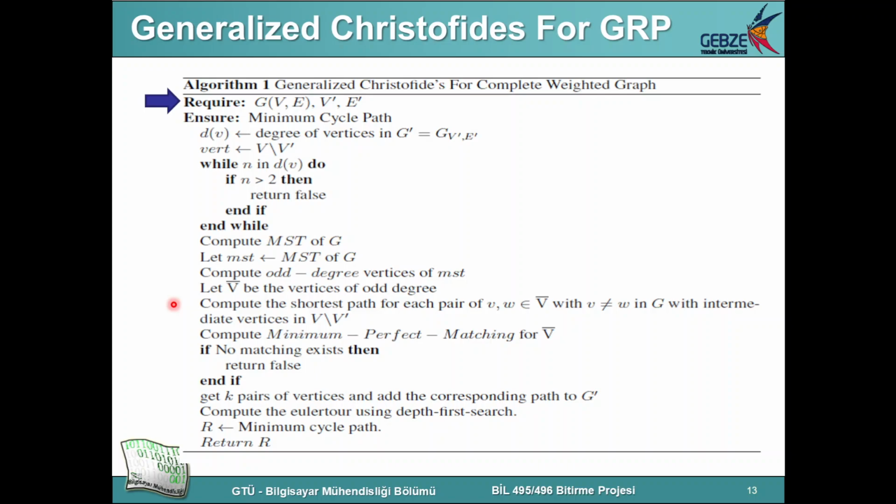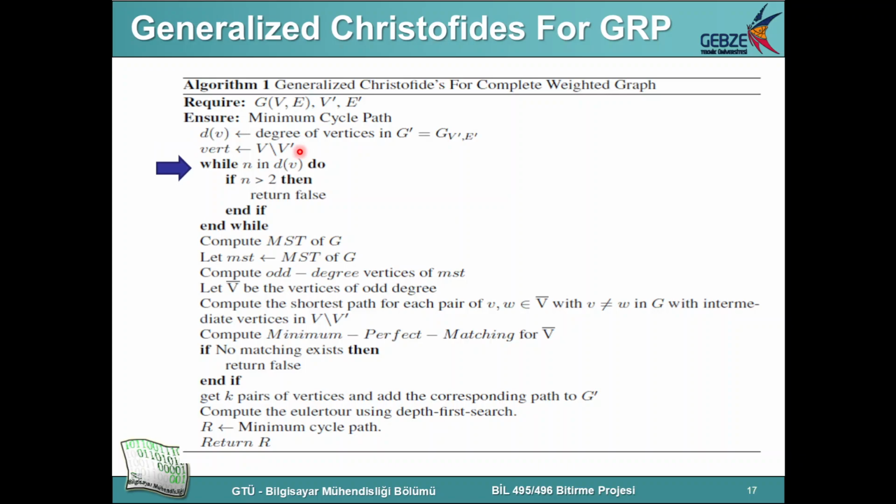For the generalized version of the Christofides algorithm for the general routing problem, Klaus Janssen developed this algorithm. Let's go through each step of this algorithm. We are given graph G, V prime and E prime, and we are required to find the minimum circle path. dV is the degree of the vertices in G prime, and VRT is the number of vertices which exist in V and do not exist in V prime.